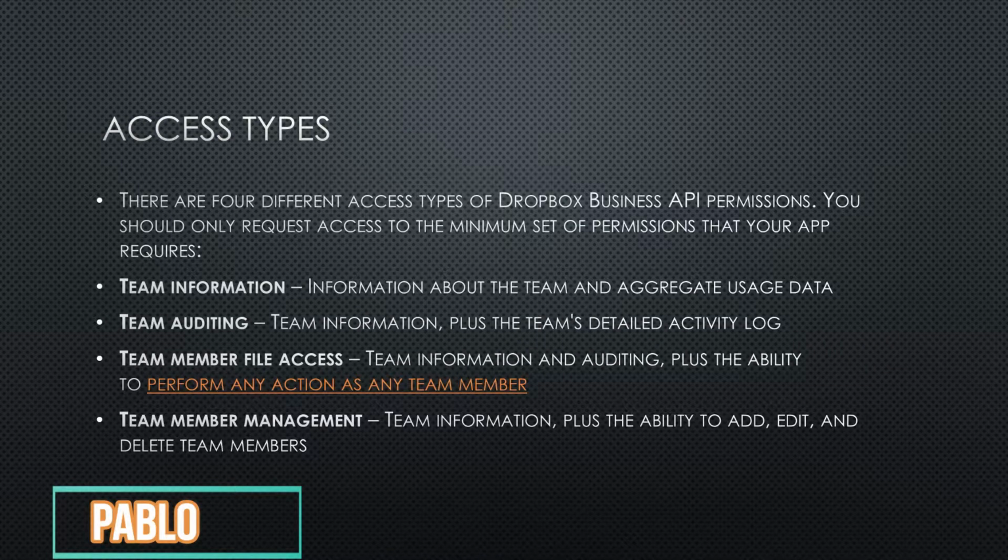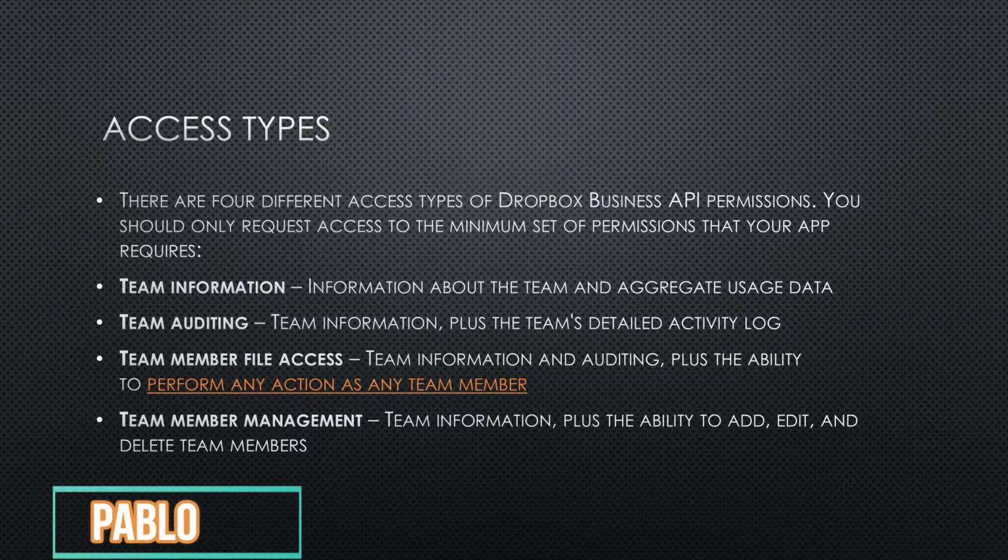Access types. There are 4 different access types of Dropbox Business API permissions. You should only request access to the minimum set of permissions that your app requires.